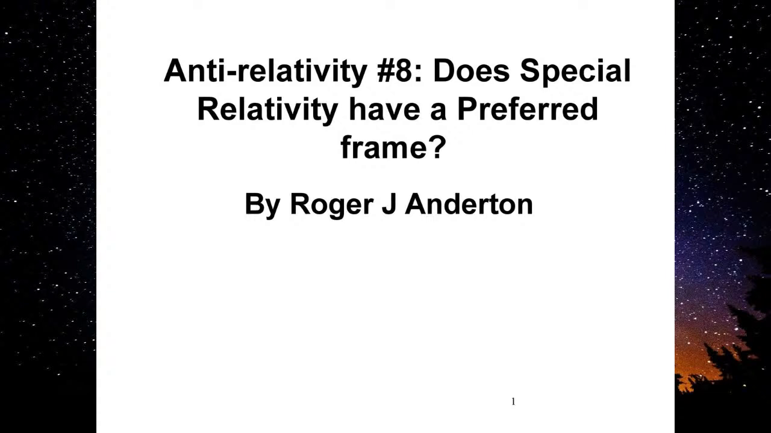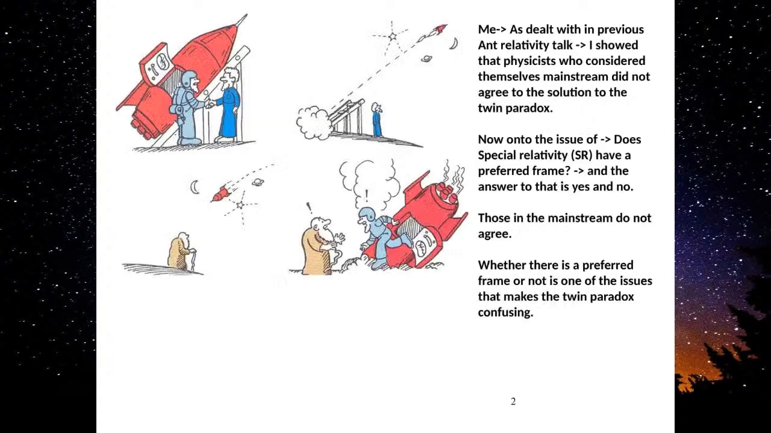And this is all contradictory, and hence showing that Einstein's relativity is a total mess of people saying different things. Hence why these are anti-relativity talks. So on to the first slide. Here we go. As dealt with in a previous anti-relativity talk, I showed that physicists who considered themselves mainstream did not agree to the solution of the twin paradox. And so now on to the issue of, does special relativity have a preferred frame?